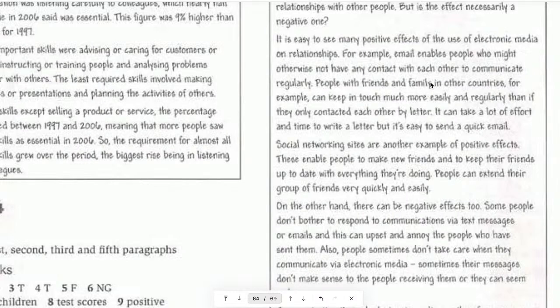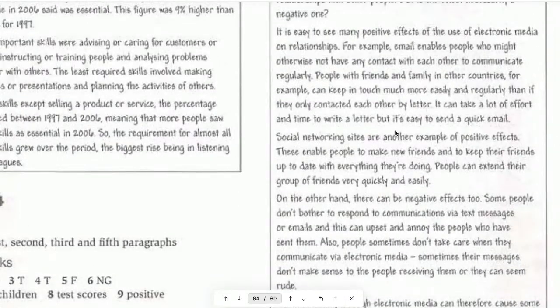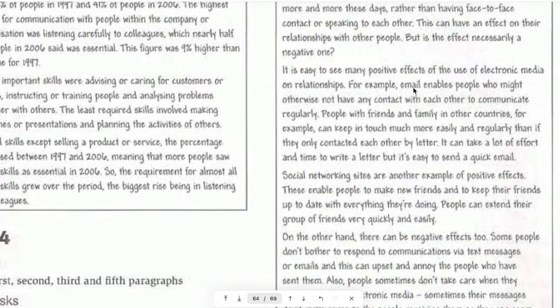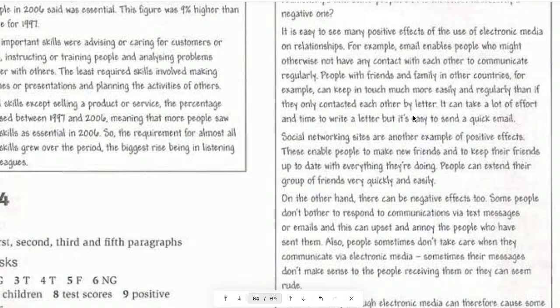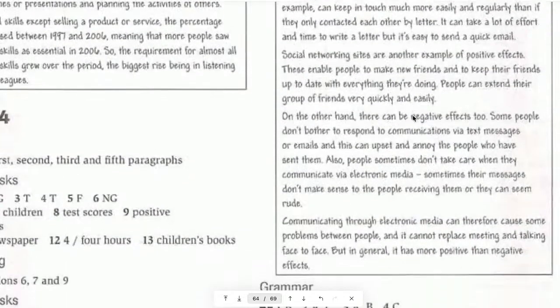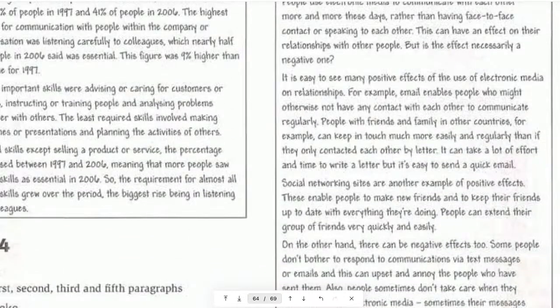And also, we don't want to put everything together in one package. Otherwise, it will be very messy, very hard to read, very hard to understand. But here, two paragraphs are all about positive effects. That means that this person, how many percent do they support this? Yeah, they support that idea, like 70% or 80%. I mean he thinks electronic media is very useful. Now next one.